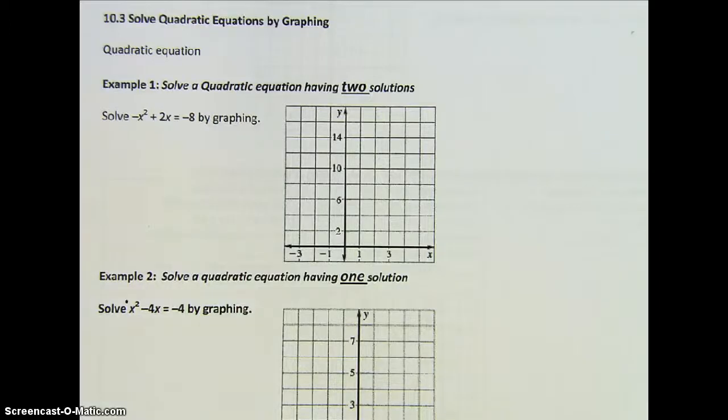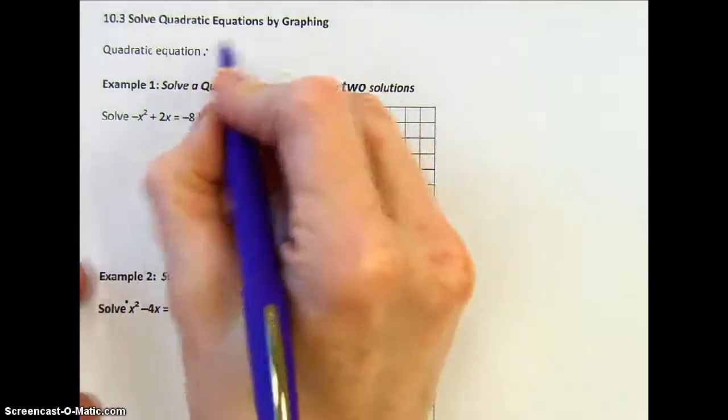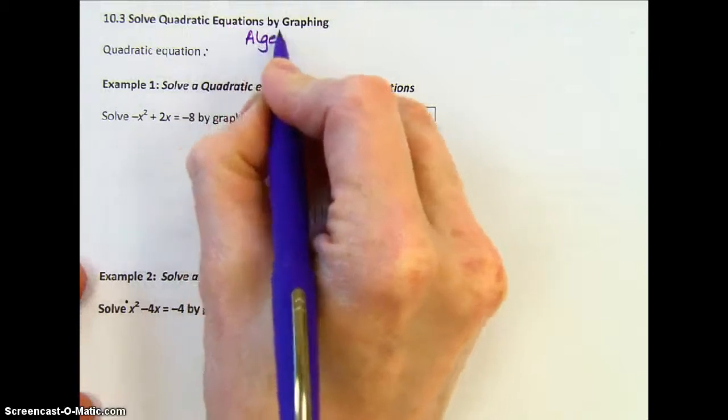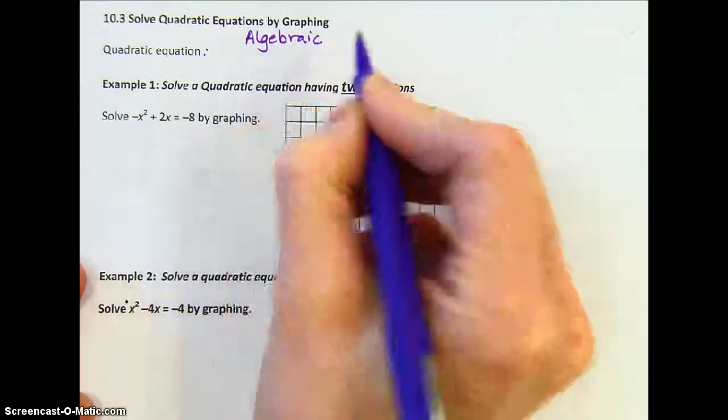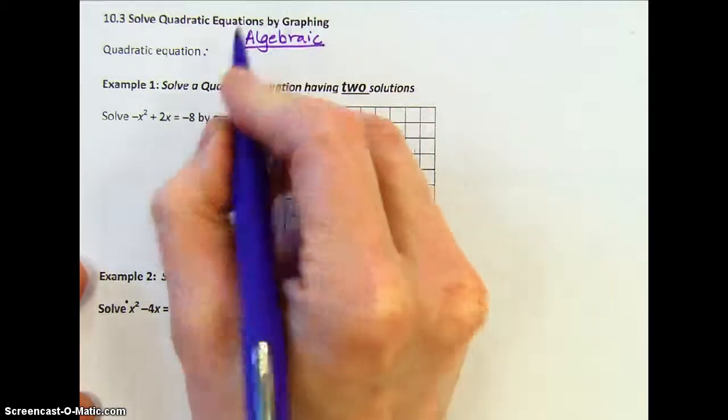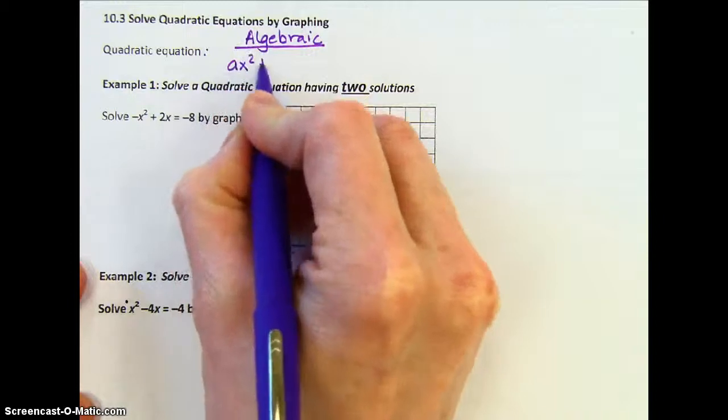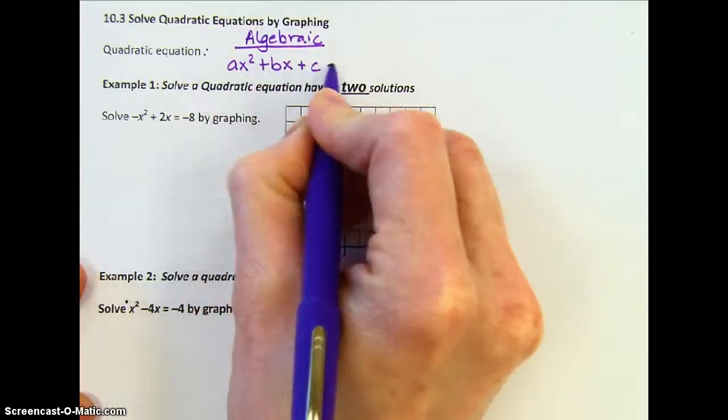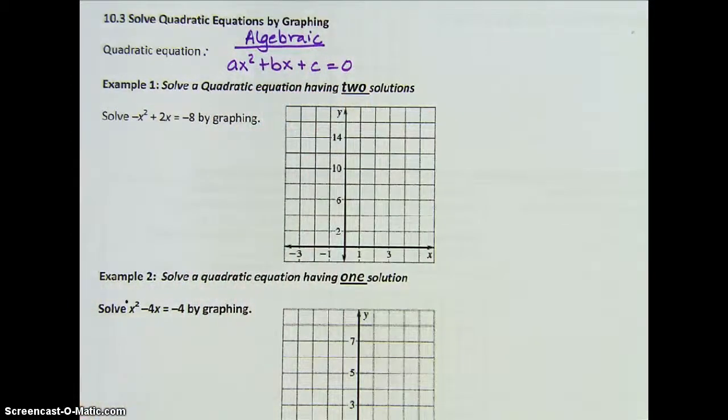Today we're going to be talking about 10.3, solving quadratic equations by graphing. So the first thing you need to know is the different forms of the quadratic equation. The first one we're going to look at is algebraic. We have already looked at ways to solve algebraic, and this is typically standard form. The one way that you already know how to solve algebraic is by factoring. And notice it's equal to 0.